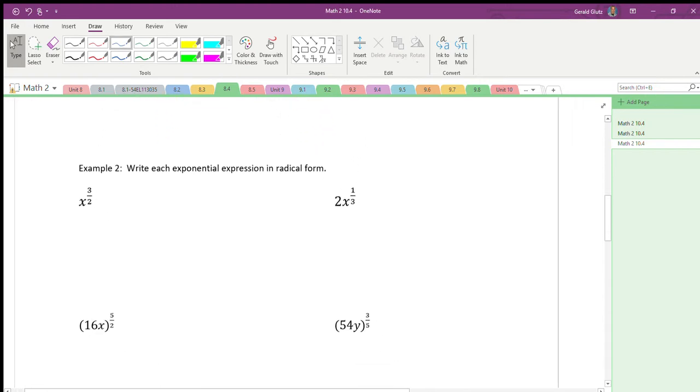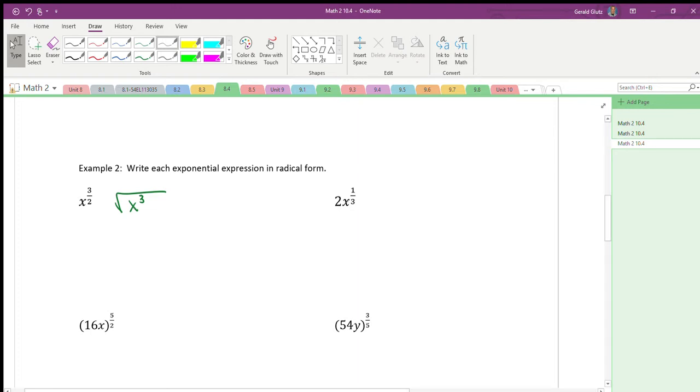So example 2, write each exponential expression in radical form. When I say radical form, that means we have a radical sign. So this is the root, this is the exponent. The base always goes on the inside with the exponent. Since the root is 2, you do not have to write a 2 here. You can if you want, but you don't need to. All right, so that one's pretty straightforward.